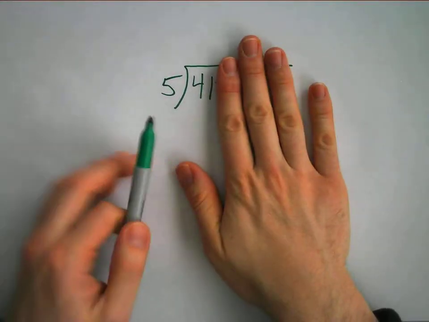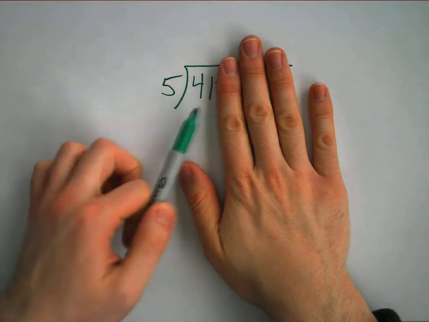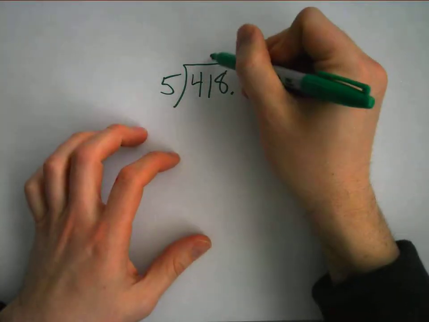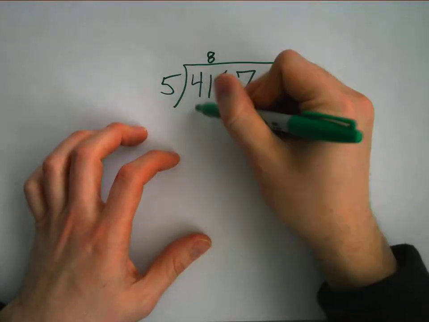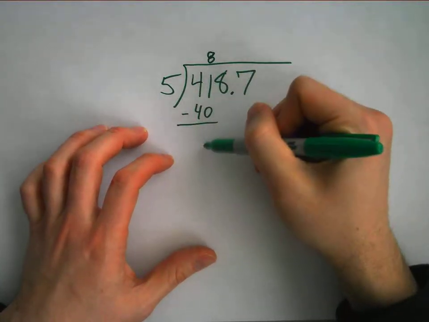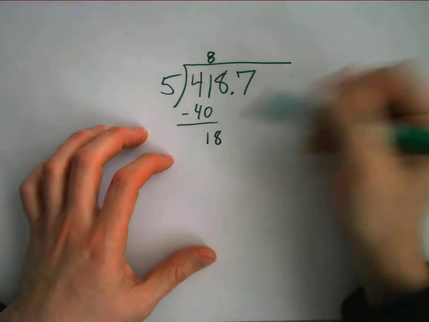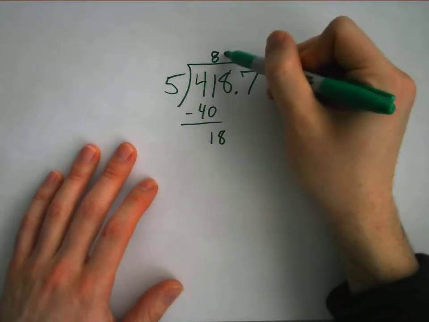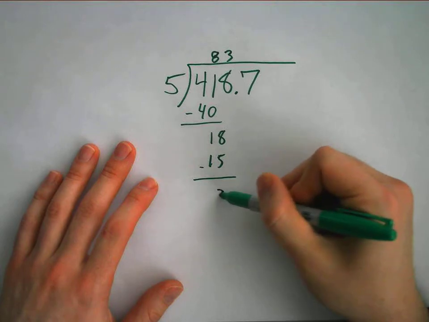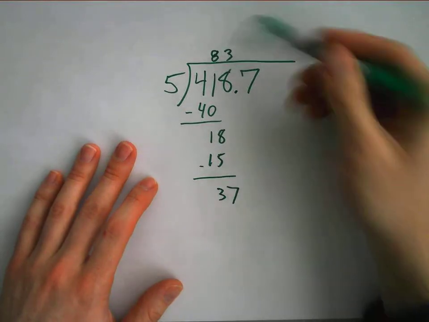So if we start here, how many times does 5 go into 41, Cal? 9. So I put a 9 here. Oh, 8. Sorry, yeah, because you need 40, not 45. Maybe it won't work with this one. This would be a 3, 15. Yeah, I need smaller numbers.